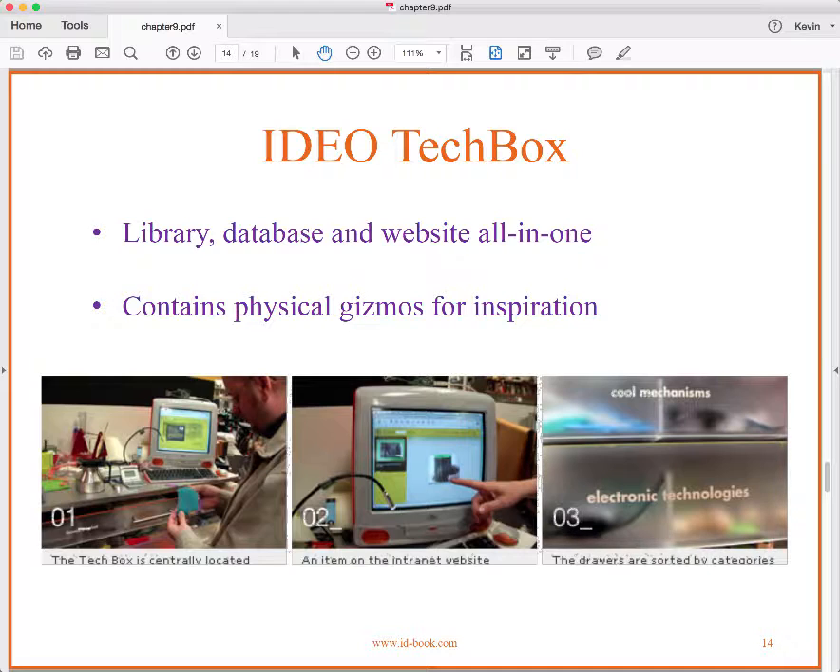So what is the tech box that they have? And these guys, you know, we talked about them, I think, in at least chapter one. And they really have a big footprint in the design industry. Part of their culture is that at each of their locations, they have a tech box, and it serves as a library, a database, and a website all in one, and it contains physical gizmos for inspiration.